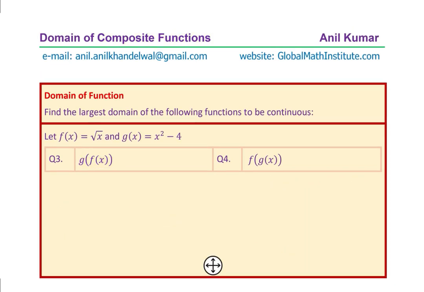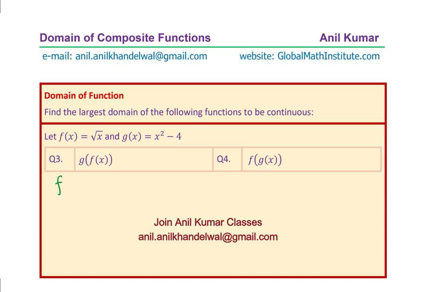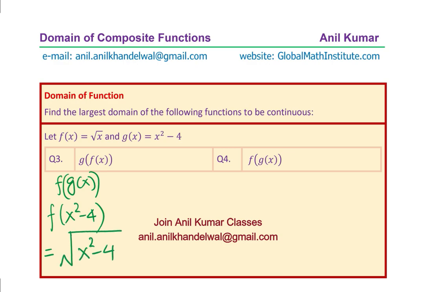Now let's look into question 4. This time, f of g of x, right? So the inside function is x square minus 4. So we're saying f of x square minus 4, correct? That becomes the function which is equal to, if I put it within the square root, square root of x square minus 4. You get the idea.